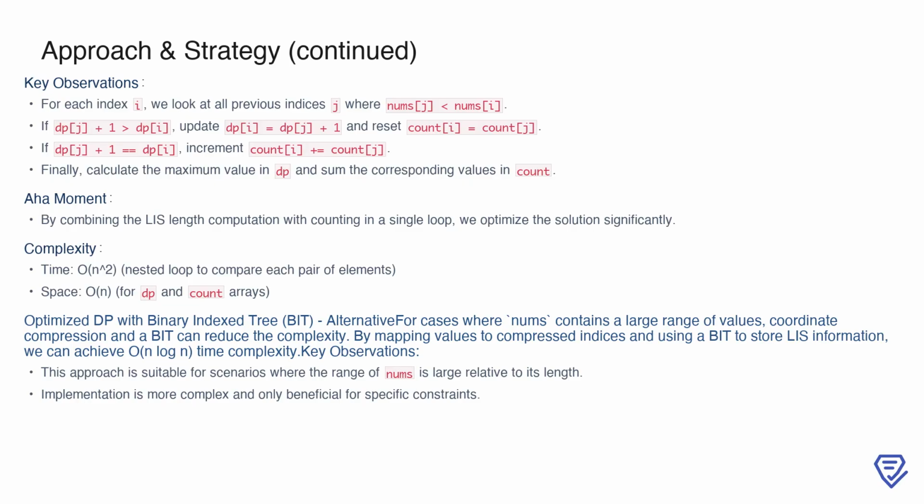After processing all indices, the length of the longest increasing subsequence is the maximum value in the DP array, and the total number of such subsequences is the sum of the corresponding values in the count array.